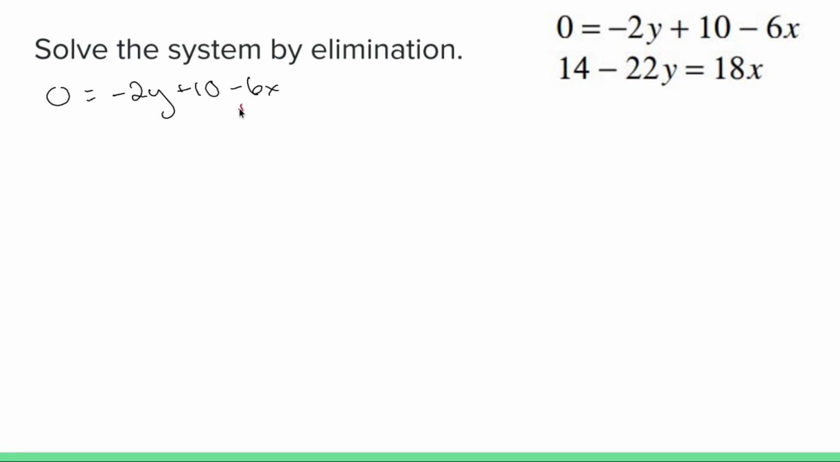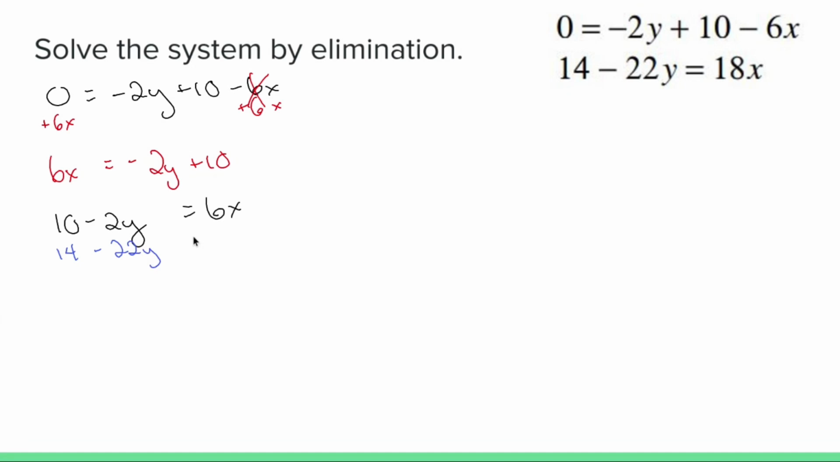So let's add 6x to both sides like so. 0 and 6x makes 6x. That's going to equal negative 2y plus 10. Now, to make that lined up like that, I just move the 6x to the right, right? And it's the number and then the y, so 10 minus 2y. So that was the top equation rearranged to look like the bottom equation. So let's rewrite the bottom equation directly underneath it like so.